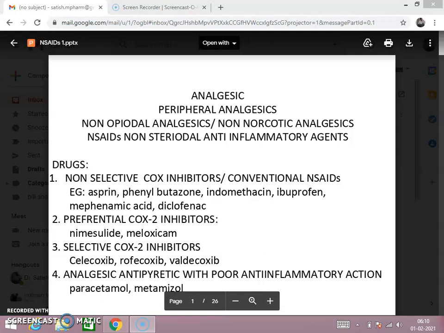Now we have the second class of agent, the preferential cyclooxygenase 2 inhibitors. They give more priority to cyclooxygenase 2, but even so they have a chance of blocking cyclooxygenase 1. Examples are nimesulide and meloxicam. The third class is the selective COX-2 inhibitors. They are very choosy and block only cyclooxygenase 2. Examples are celecoxib, rofecoxib and valdecoxib. And we have a fourth class of agents, analgesic antipyretics with poor anti-inflammatory action. These agents have milder responses. Examples include paracetamol and metamizole.